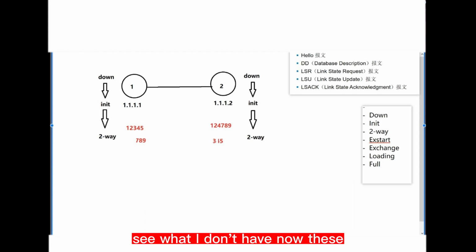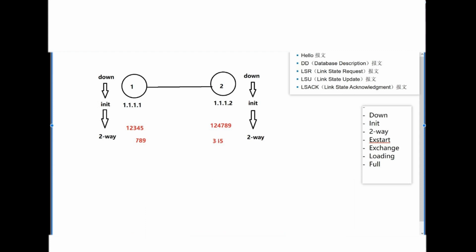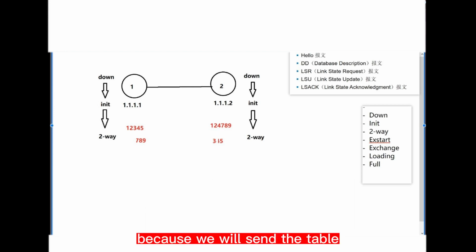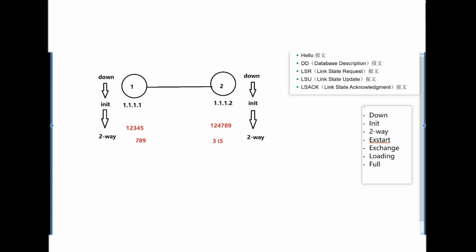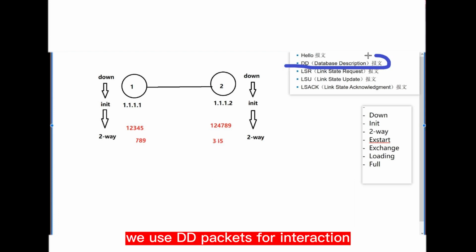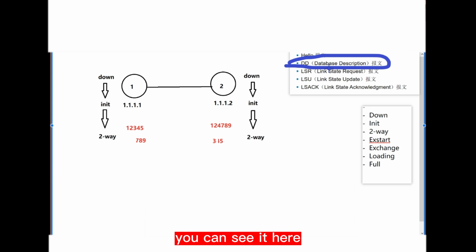See what I don't have now. This is the meaning of out-of-sync conflict information that we said. We don't send real root entries directly, but instead send a digest. This is the first question: out-of-sync conflict information, because we will send the table of contents and summary. Let's talk about the scene in which this is carried out later. But first I can tell you that in the process of sending the directory and synchronizing the summary, we use DD packets for interaction. You can see it here.